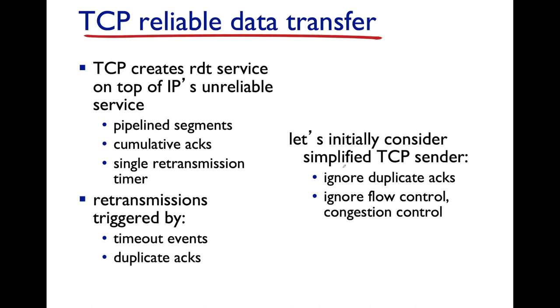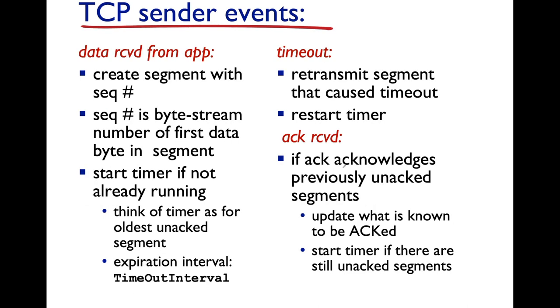So let's consider a simplified version of the TCP sender. We're going to ignore for now the duplicate ACKs, and we're going to ignore the slowing down of the sender due to buffer space in the receiver, that's flow control, and congestion control due to packet loss because of the routers. And so here we have some sender events.